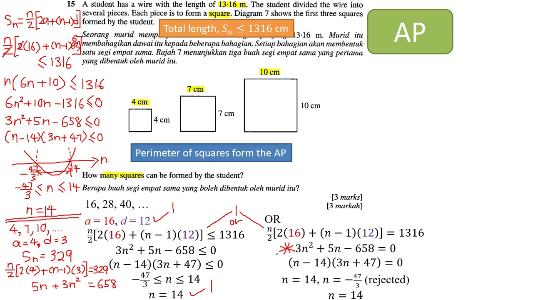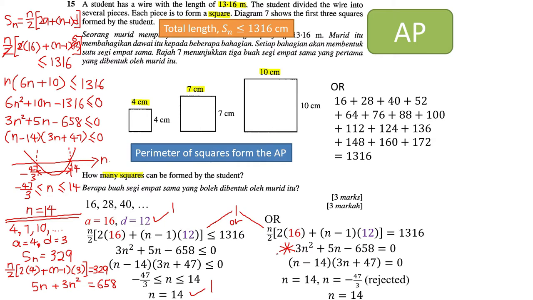Alright, if we want to list, we list it from 16, 28, 40, 52, 64, 76, 88, 100, 112, 124, 136, 148, 160, and 172. Total will give you 1316. We can count it: 1, 2, 3, 4, 5, 6, 7, 8, 9, 10, 11, 12, 13, 14. With that, we can make the conclusion n is equal to 14.